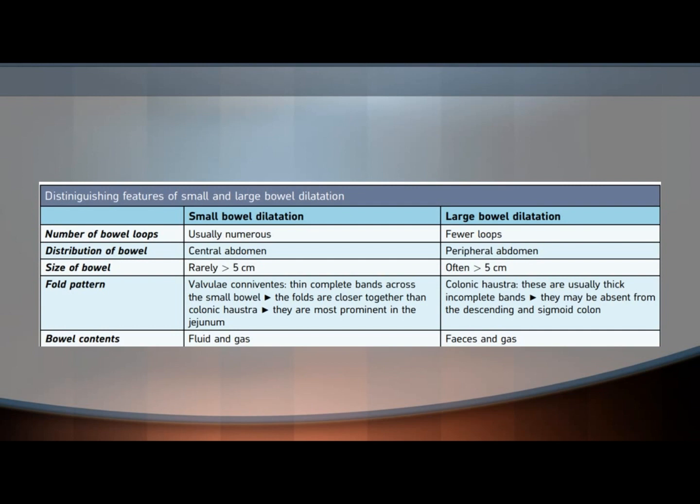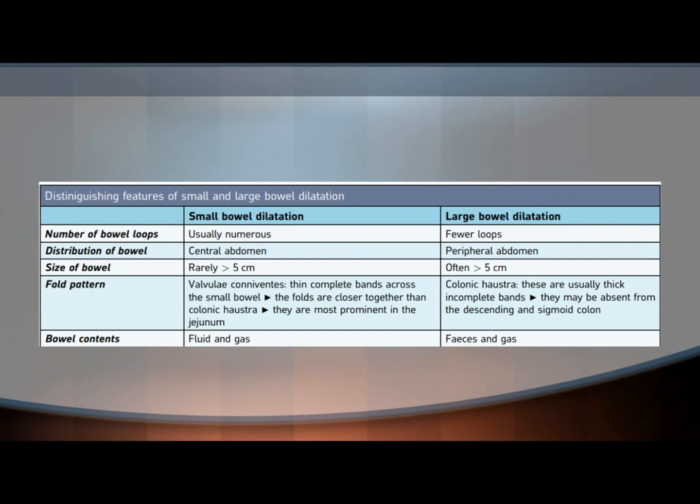in colon we have haustra, which are incomplete bands across the width of the bowel, but in small bowel we have valvulae conniventes. These are complete bands crossing the width of the bowel. So when it's seen, we can see a stack of coins appearance on the X-ray.